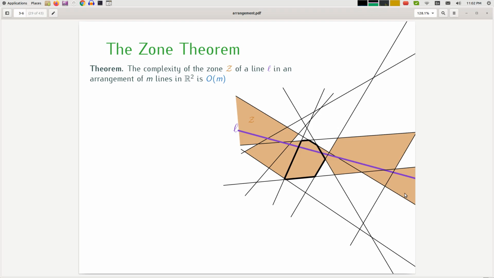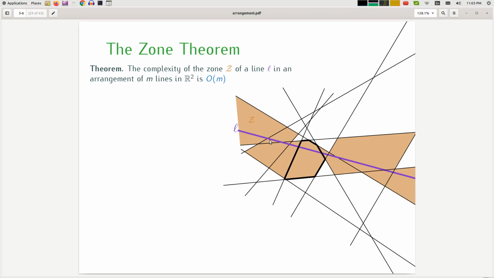When we go to the previous algorithm, we can clearly see that the running time of the ith iteration is at most the zone of line Li. This is because at every step we can walk through all the edges of a cell to find the exit. So the amount of work that we do is proportional to the complexity of the zone of this line Li. And if we can prove that the zone of any line has linear complexity, then it follows that the previous algorithm runs in n squared time, because every iteration of the for loop will run in linear time.